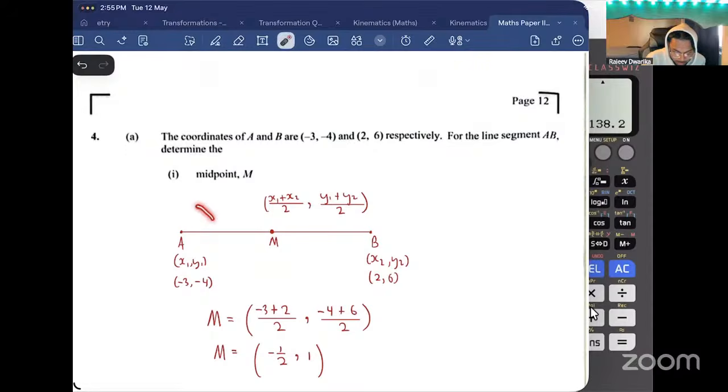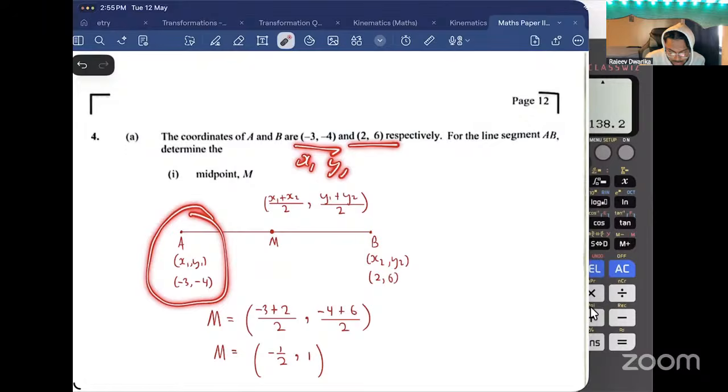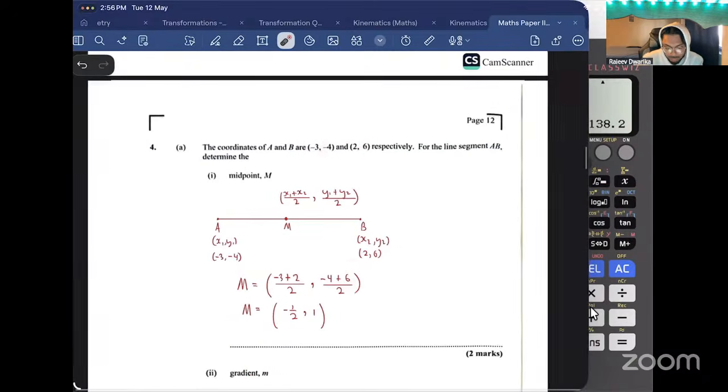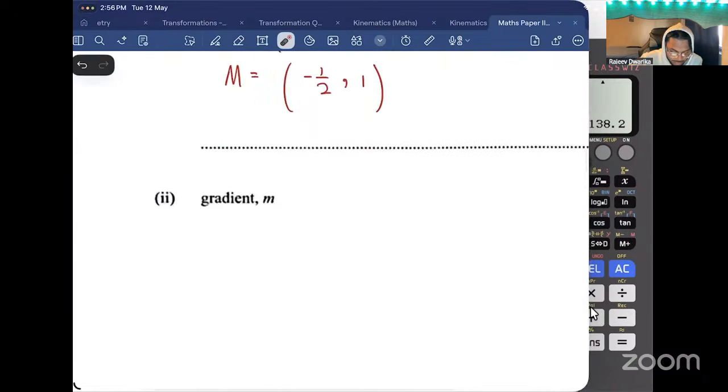Running back again. Point A is (-3, -4). Call that x1, y1, and this x2, y2. It doesn't matter, you can label it any other way. So you add -3 and 2, divide that by 2, giving -1 over 2. You add -4 and 6, that'll be 2, and 2 over 2 is 1. Bam. Alright.